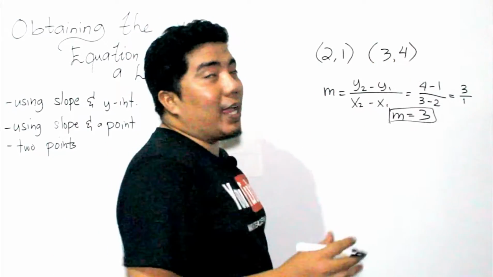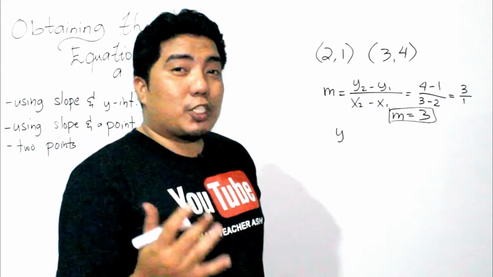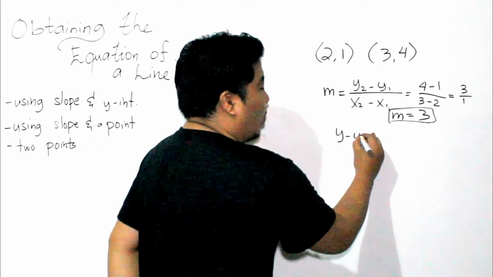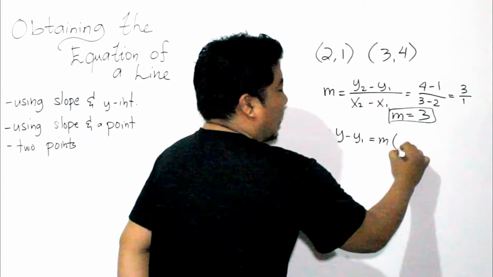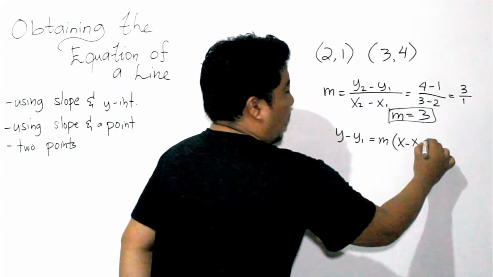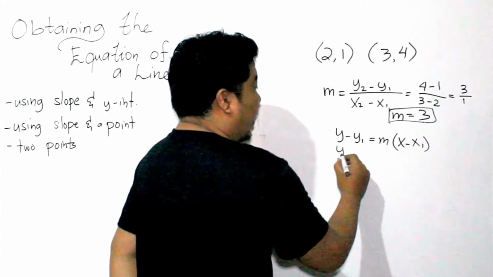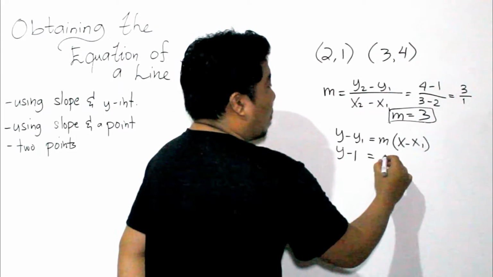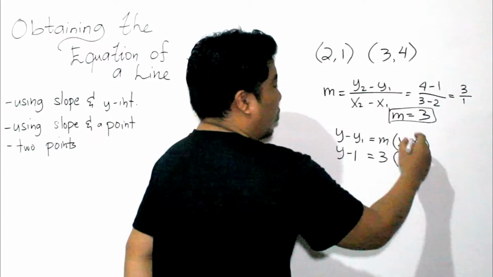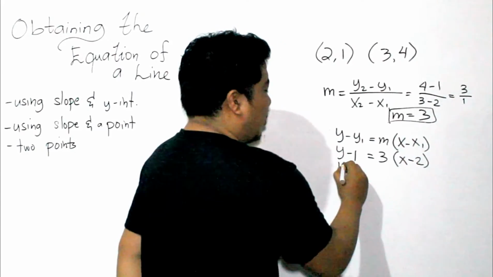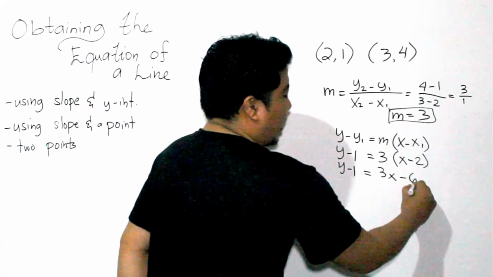So basically you can use any of the two. So you go back to your point slope form, that is y minus y1 is equal to m times x minus x1. Okay, so let's say we use this point, right? So we have y minus 1 is equal to, your m is 3, x minus 2. Okay, and then you just simplify. So you distribute this one, giving you 3x minus 6.